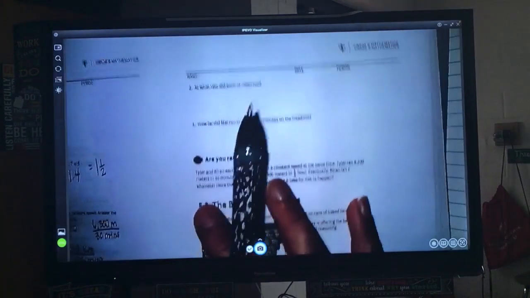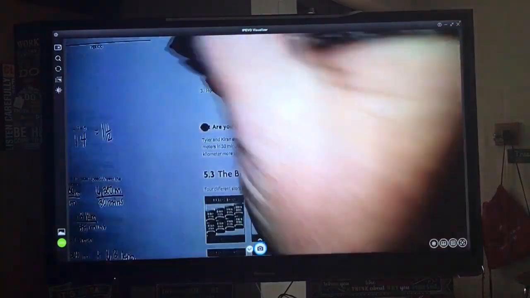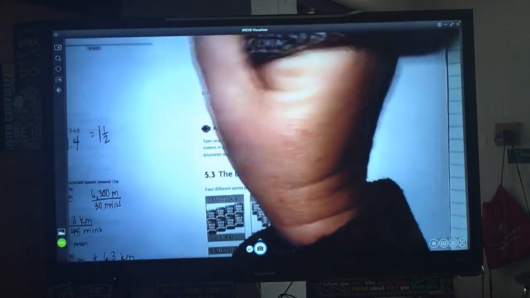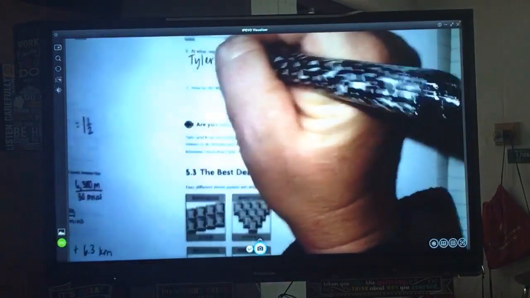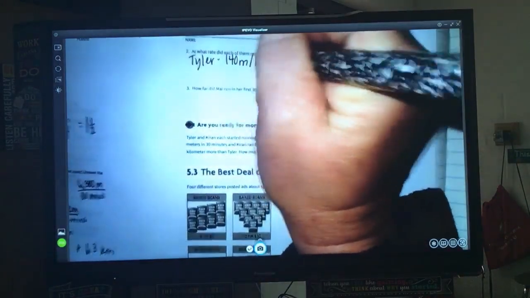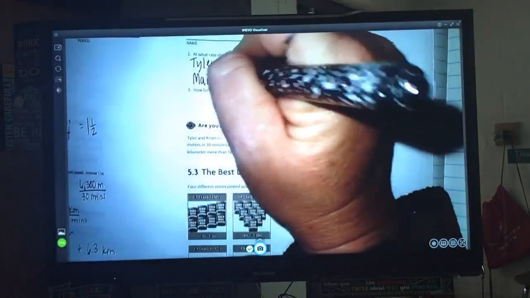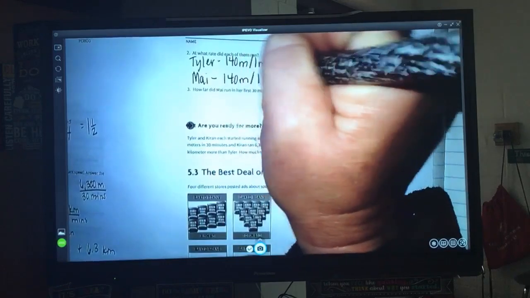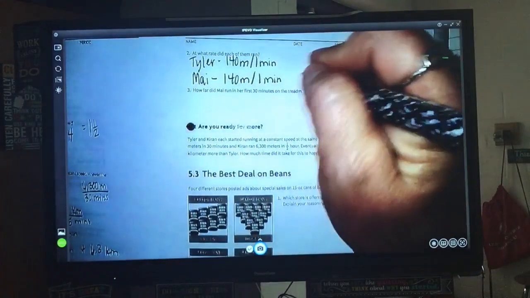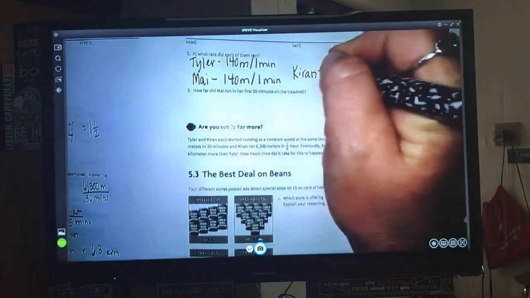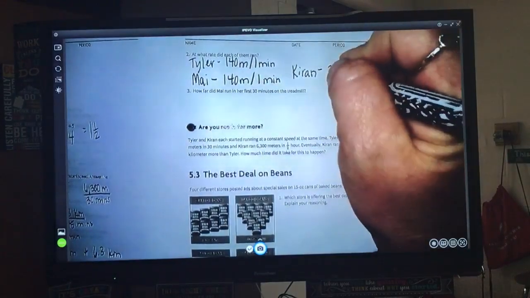Slide over to number 2. It says, at what rate did each of them run? So we already know that Tyler ran what? 140 meters per 1 minute. All right, we also already know what Mai ran. 140 meters per 1 minute. So if you do a little bit of work over here, you have a whole lot less work to do for number 2. All right, what about Kyron? What's his rate? Jenna Lee. 207 meters.